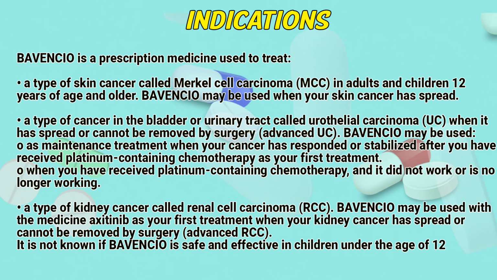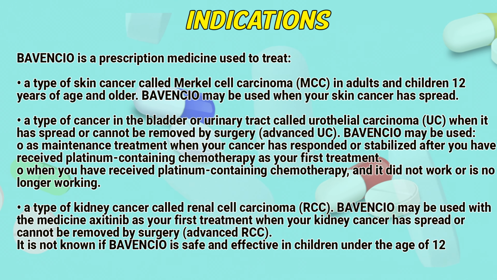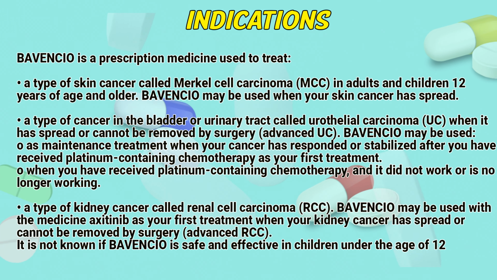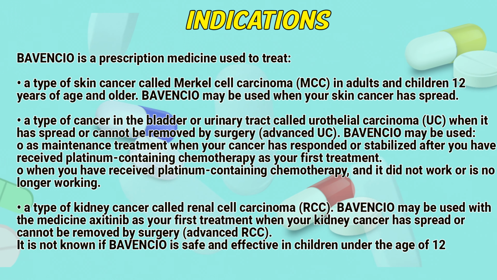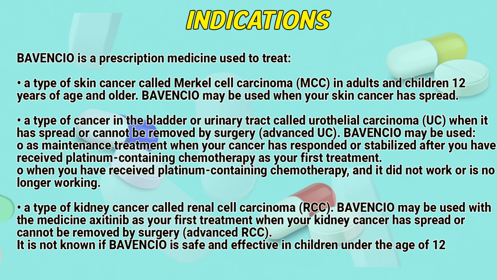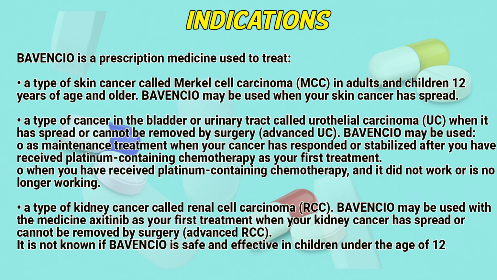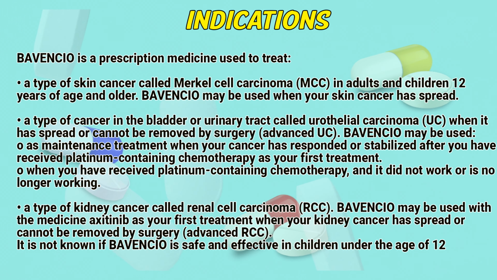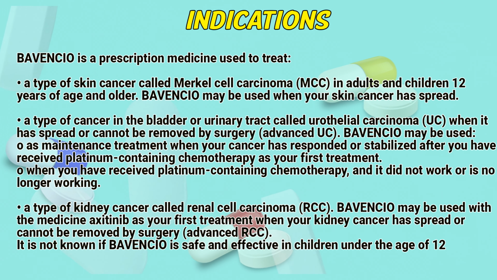A type of cancer in the bladder or urinary tract called urothelial carcinoma when it has spread or cannot be removed by surgery. Bavencio may be used as maintenance treatment when your cancer has responded or stabilized after you have received platinum-containing chemotherapy as your first treatment, or when you have received platinum-containing chemotherapy and it did not work or is no longer working.